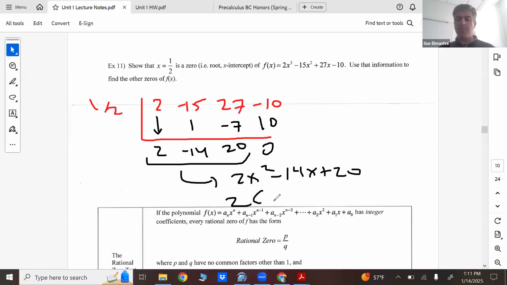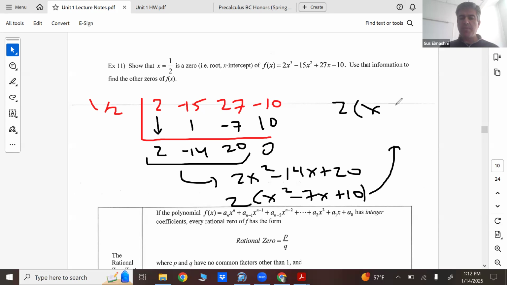Okay, let's factor out 2. Is that factorable? Sure. If it's not, use the quadratic formula. It's fine. We're completing the square. But it's factorable. What are the factors? Perfect. There you go.